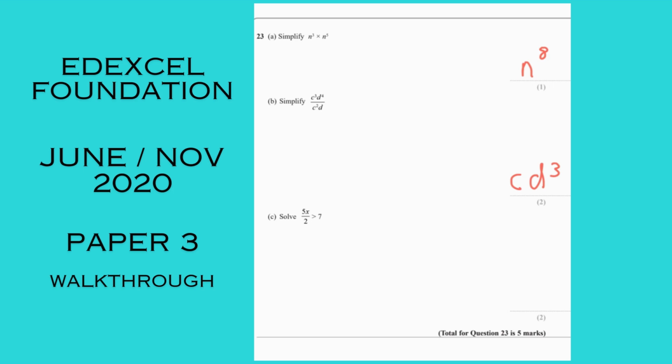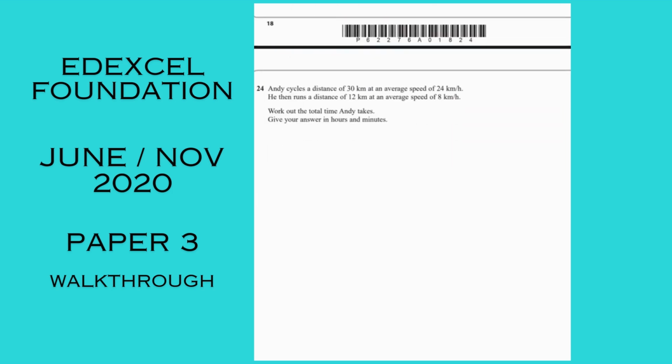Inequalities, I know people don't like the look of them. Don't worry about it. Treat it like it's an equals sign. Multiply both sides by 2, double everything, and divide both sides by 5. That's a perfectly fine answer. If you want to do it in decimals, also correct.